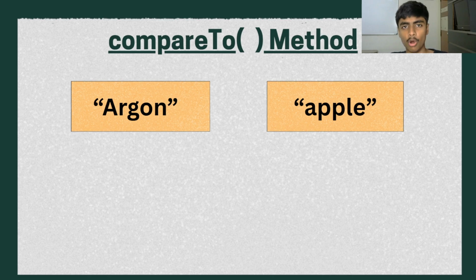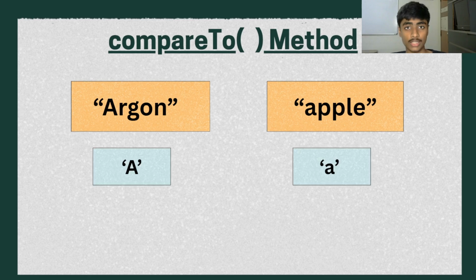Now I just made a small change in the two strings. Over here, I changed the first character of my string argon to uppercase A, and my string apple is still the same. Now Java is just going to take the starting characters, uppercase A and lowercase a. For us, uppercase A is the same as lowercase a. Both of them are the alphabet A, but Java is case sensitive. This is why uppercase A has an ASCII value of 65, but lowercase a has an ASCII value of 97. So in Java, these two characters are going to be considered different characters.